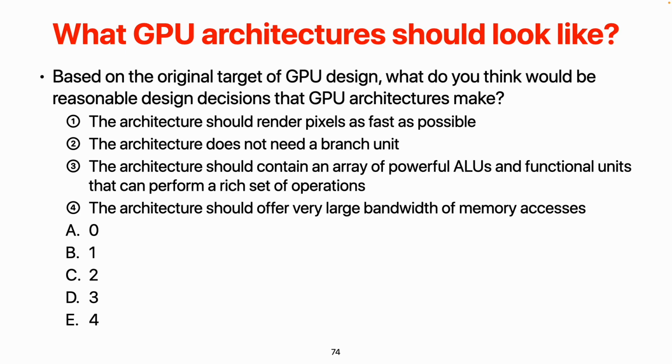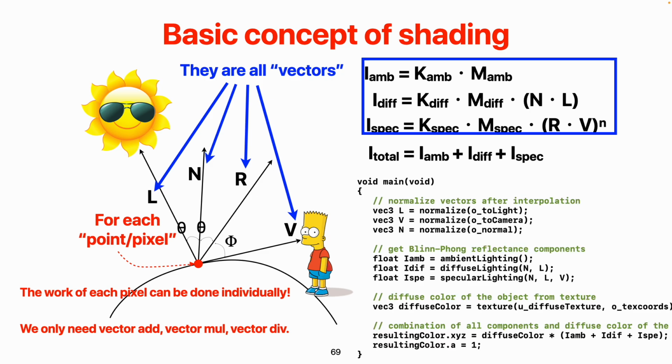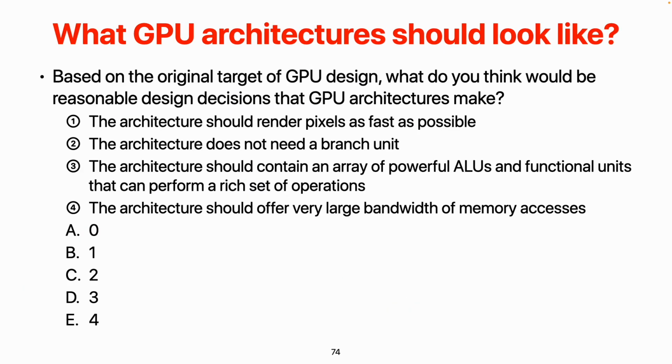Okay. Should it need a branch predictor, a branch unit? Not necessarily, right? Because if you look at the code right here, do we really need a lot of branch predictors? They are just vector operations, easy to predict. How about a powerful array of ALUs? Yes? Okay. Should it offer very large bandwidth of memory accesses?